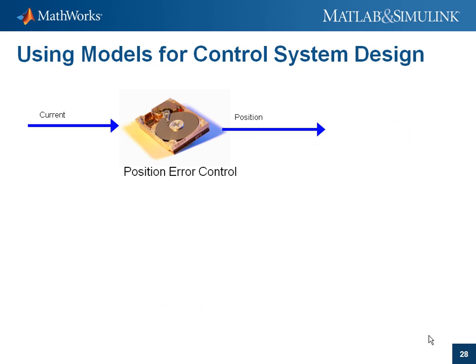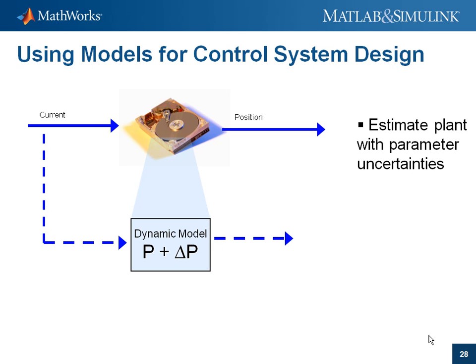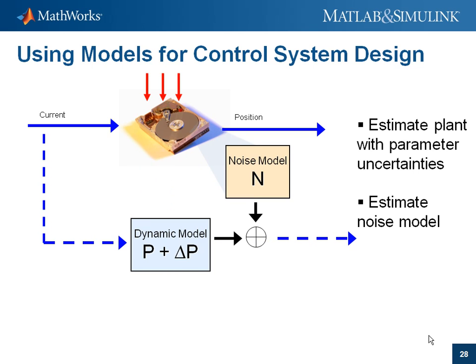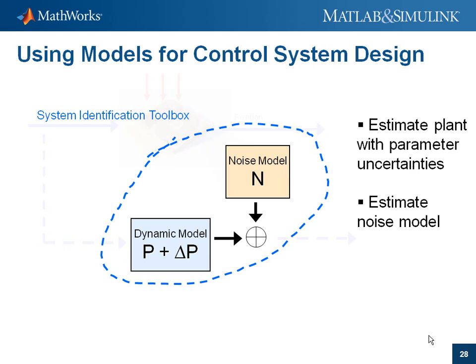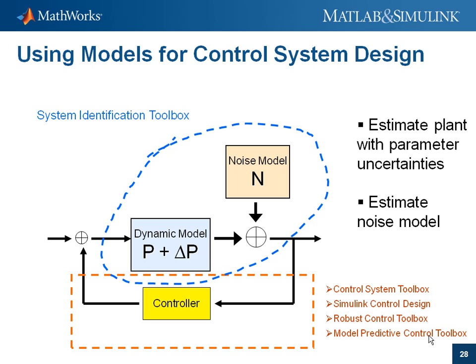The workflow for using models for control systems design basically goes as follows. Collect data from a real system. Estimate the plant along with model uncertainties. Also build a model for what disturbances affect the system. Bring the uncertain model with disturbance descriptions to your favorite robust design procedure. Then create a controller that is robust, both with respect to model uncertainties and the system noise.